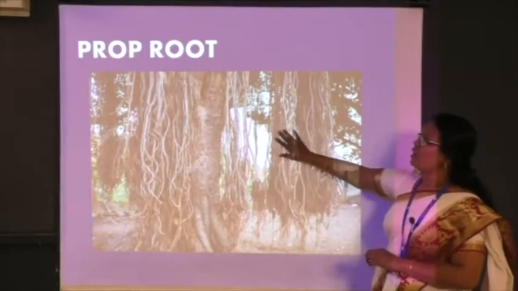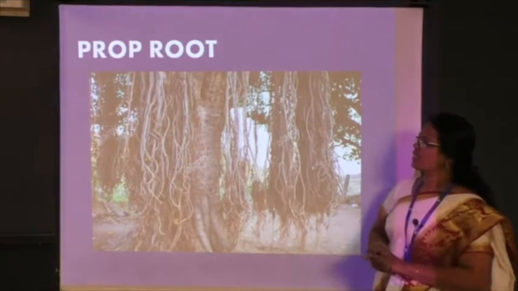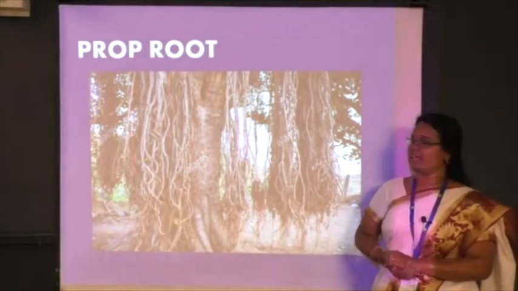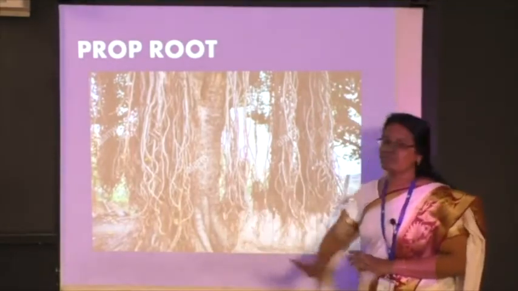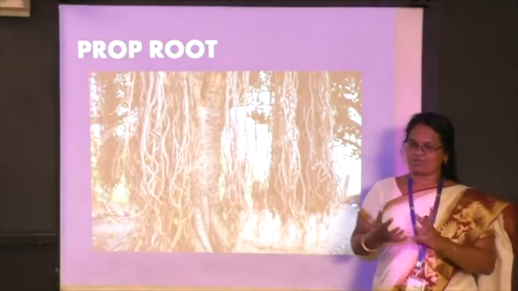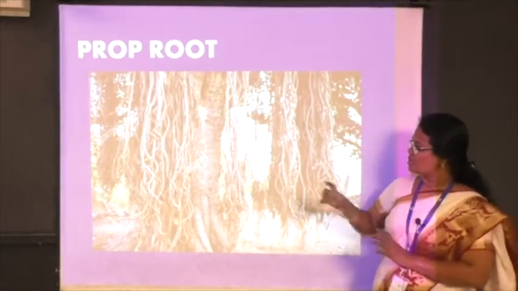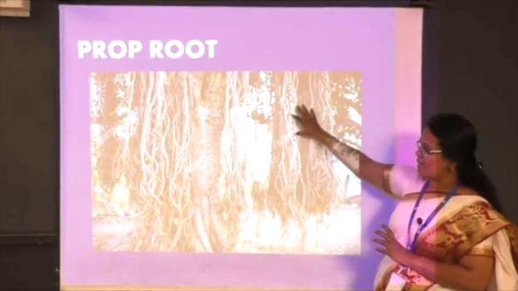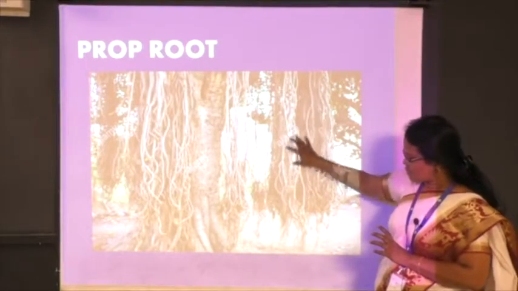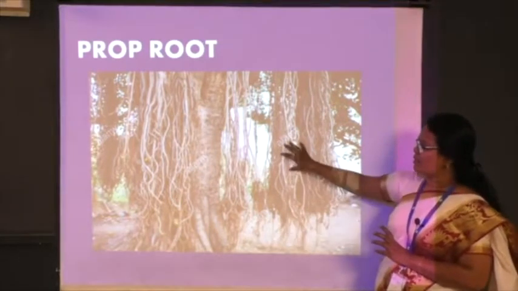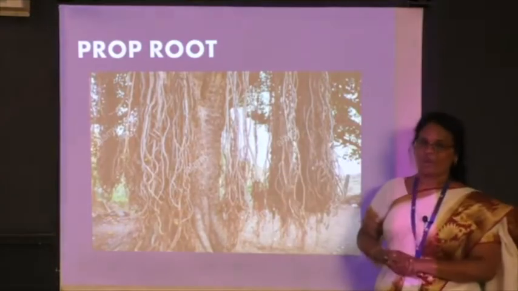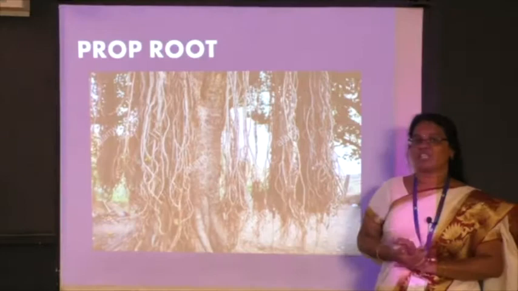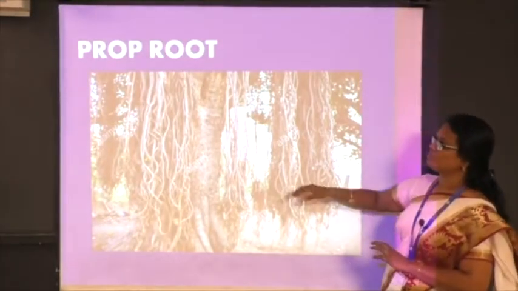This is a modification of adventitious root, that is prop root. Prop means pillar-like. The main root is a fibrous root system, which is not that strong. So the branches produce some aerial roots. These roots grow towards the soil and appear like a pillar. So it is called a prop root. The example is the banyan tree. This prop root is a modification of adventitious root.